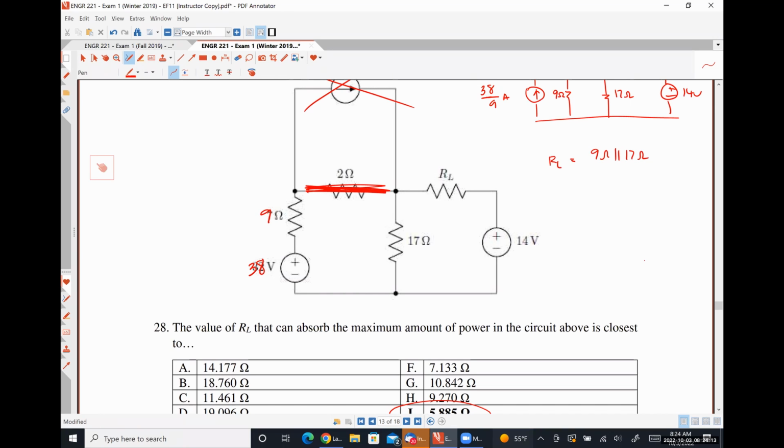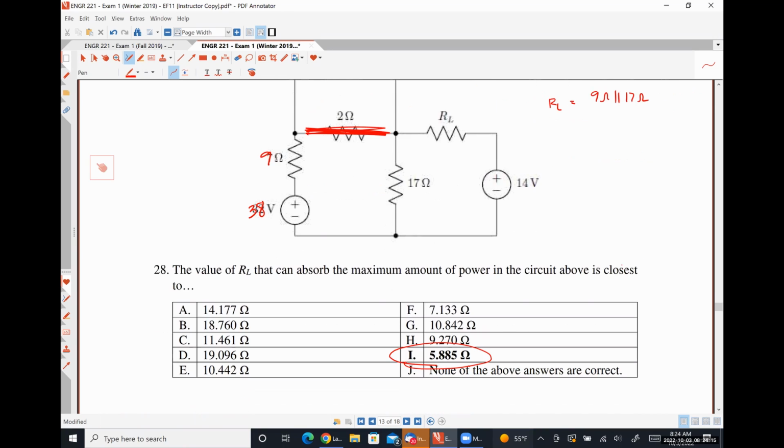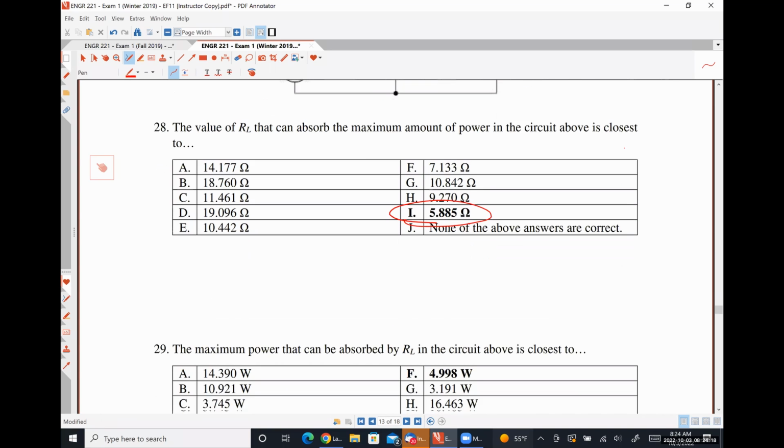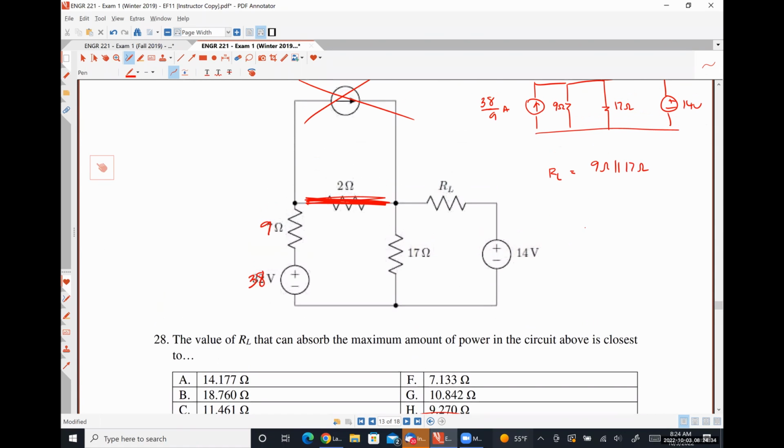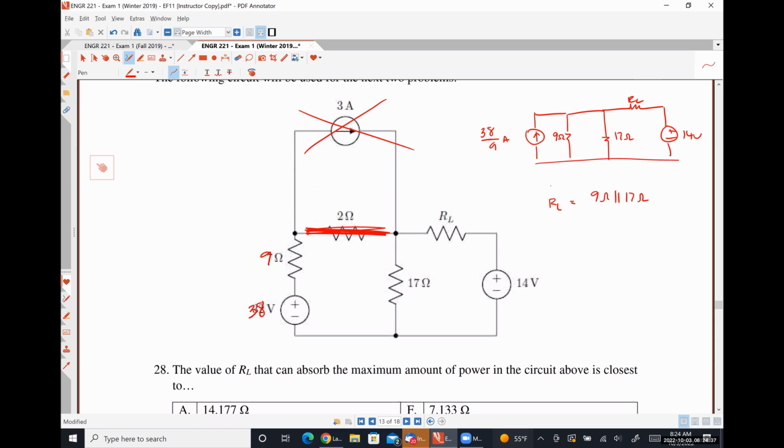And then from there, for part 29, since we're going to have a practical voltage source representation, P max is going to be 1/4 Vs squared over Rs, where that Vs is what happens after I do this source transformation to bring this guy back to a voltage source and add this guy to that voltage.